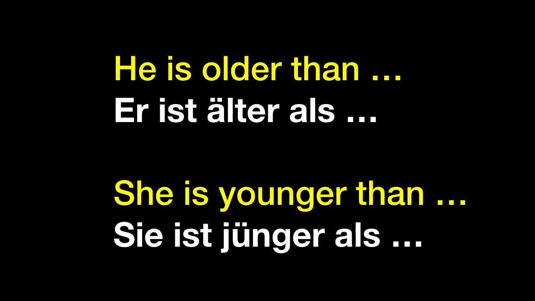German and English do this in a fairly similar way. Er ist älter als. Sie ist jünger als. You can see the structure right there. Younger than, older than.